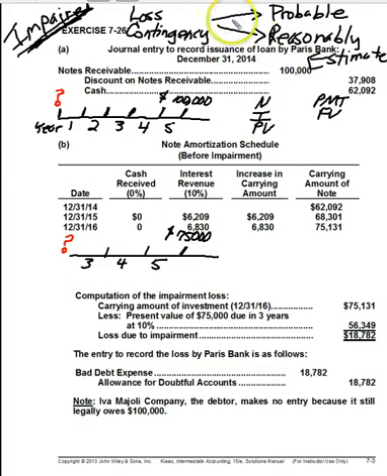Bad debt expense is a really good example of a loss contingency. Bad debt expense is when our accounts receivable, when it's probable we won't collect those accounts, and we can reasonably estimate a bad debt expense. So bad debt expense is a good example of a loss contingency.